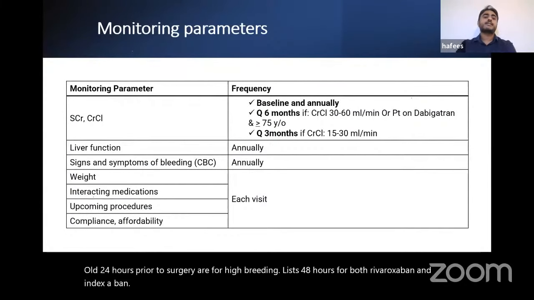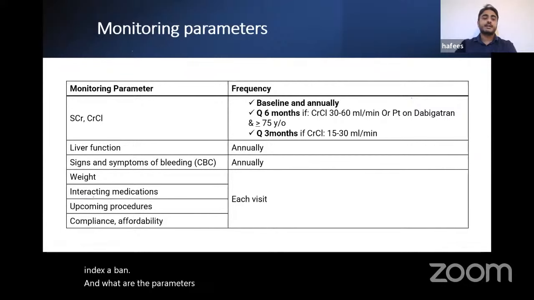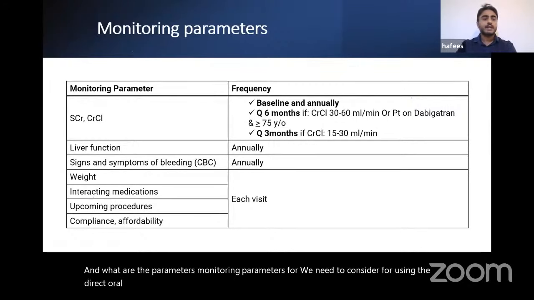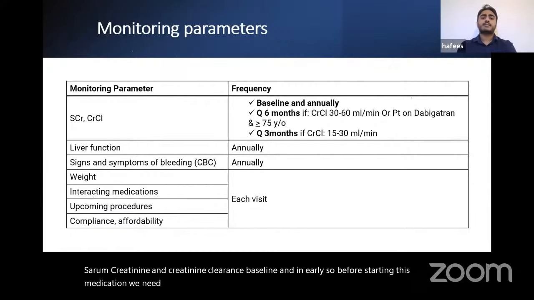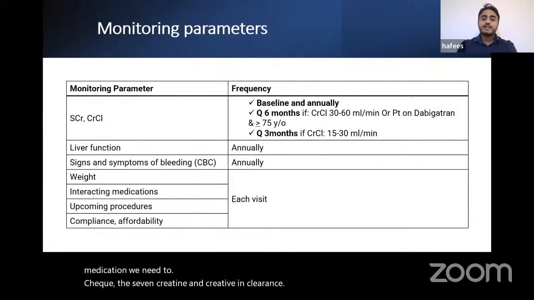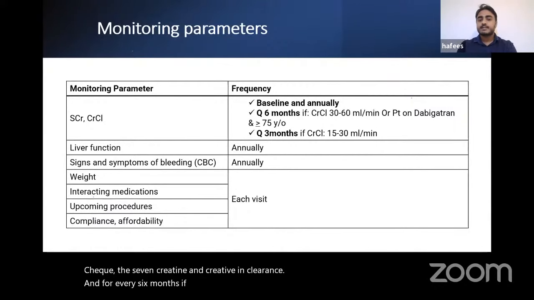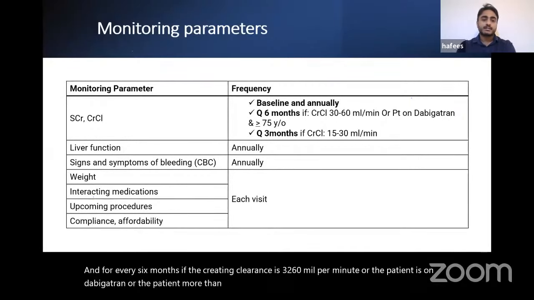And what are the monitoring parameters we need to consider for using the direct oral anticoagulants? Serum creatinine and creatinine clearance, baseline and annually. So before starting this medication, we need to check the serum creatinine and creatinine clearance. And every 6 months, if the creatinine clearance is 30 to 60 ml per minute, or the patient is on dabigatran, or if the patient is more than 75 years old.